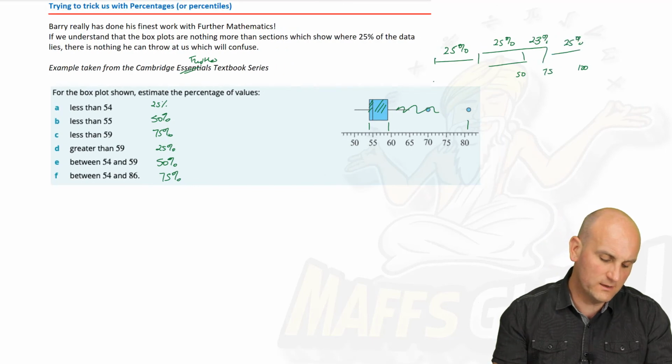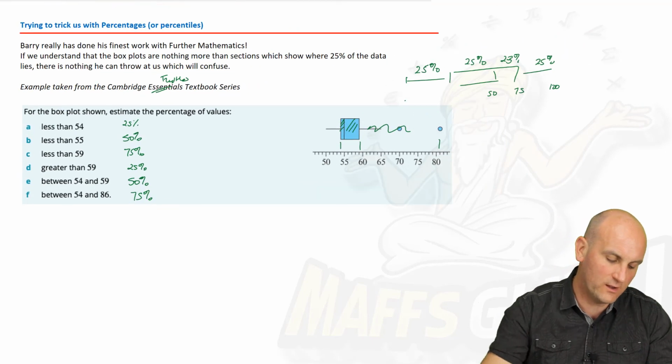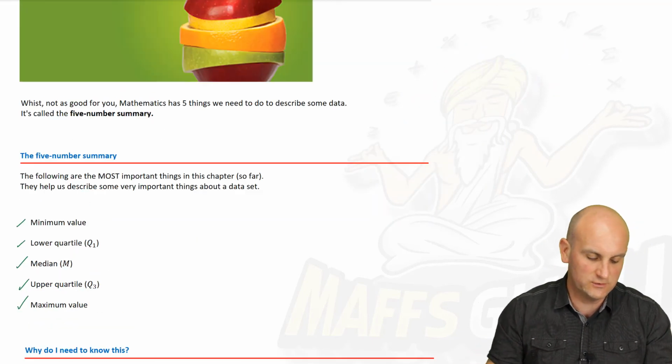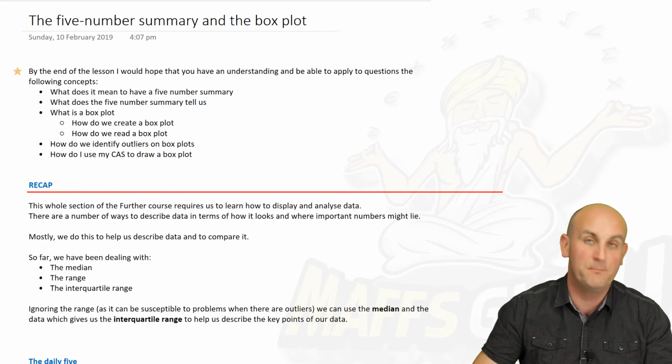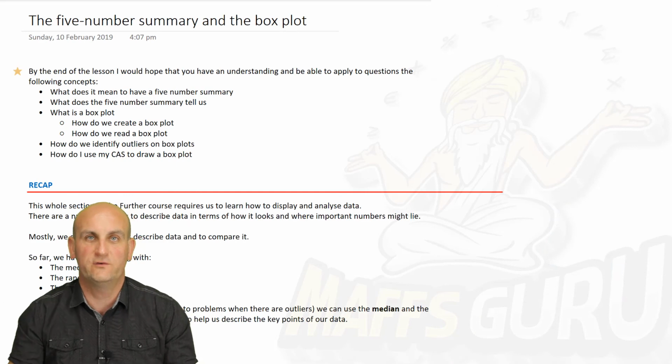Well, ladies and gentlemen, I think it is just about time for me to call it a day. Let's scroll to the top so we can just recap that actually this was the 5-number summary and box plot video.